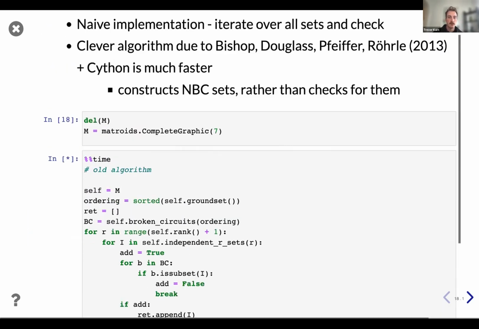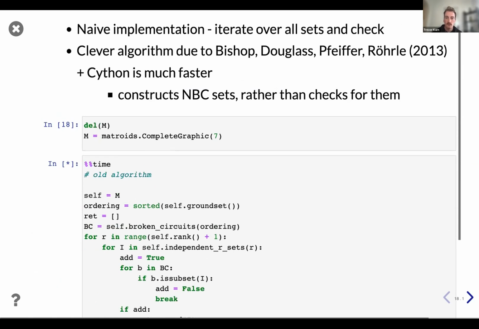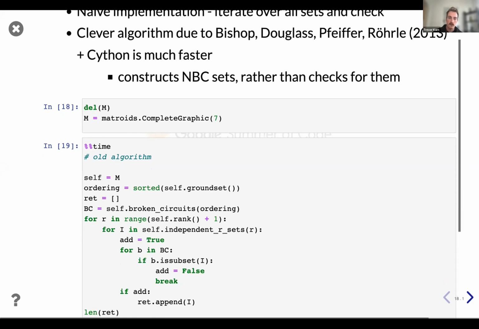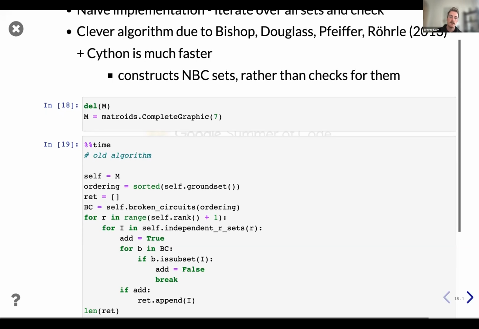But it turns out that in 2013, Bishop, Douglas, Verla, and Pfeiffer created a new algorithm which relies on the ordering of the set and is more thoughtful about how to construct these NBC sets rather than enumerating all of them and checking. Bishop, Douglas, Verla, and Pfeiffer find a way to basically construct them. So what we did was we implemented their algorithm in some Python implementation, and this is much faster.